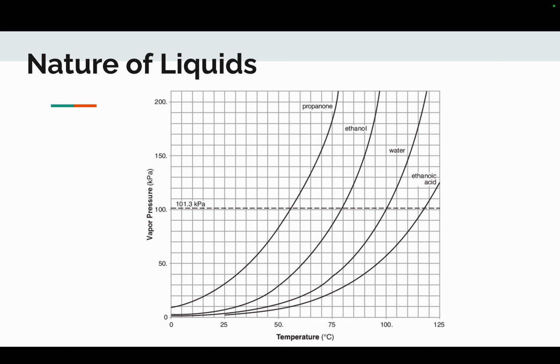But water is more volatile than ethanoic acid because it has a lower boiling point than ethanoic acid. Ethanoic acid is the least volatile substance on this chart. Does anybody have any questions about this?